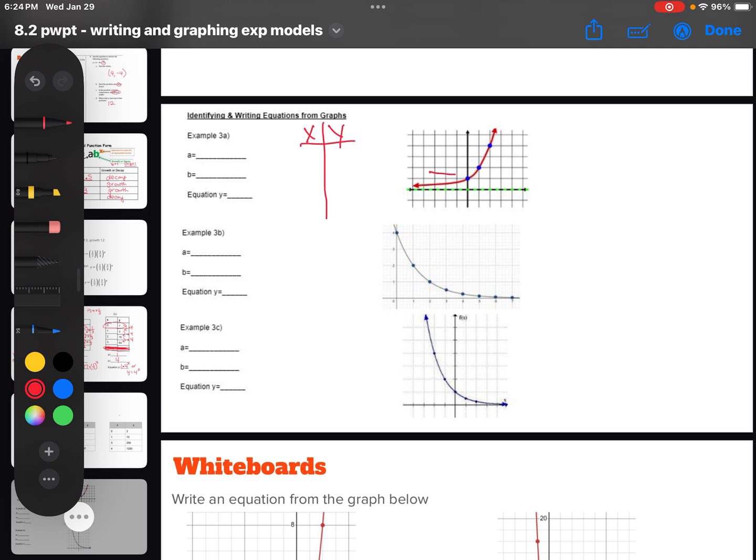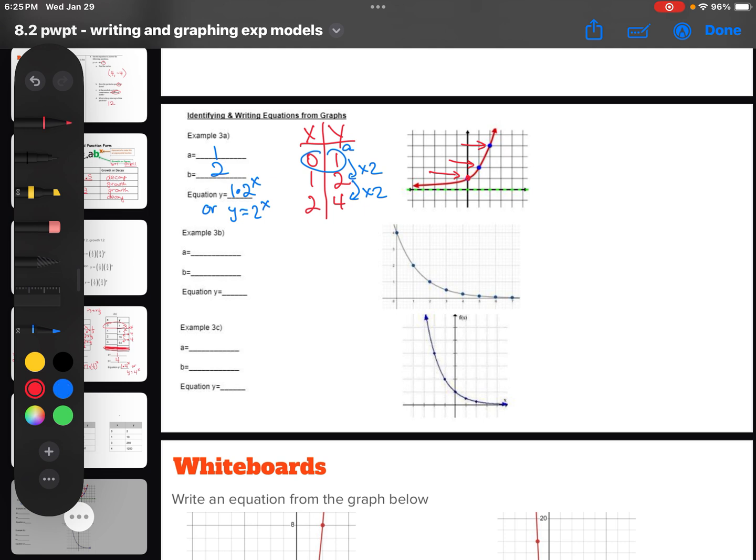So I'm going to start with this first point right here, which is the ordered pair (0, 1). This next point is going to be the ordered pair (1, 2). And this point up here is going to be the point (2, 4). And when I have it written like this, I can go ahead and apply what I was just doing. My a is going to be 1. My b, well, I'm multiplying by 2 each time. So my b is 2. So 1 times 2 to the x, or simply y equals 2 to the x. Either one is fine. Okay?